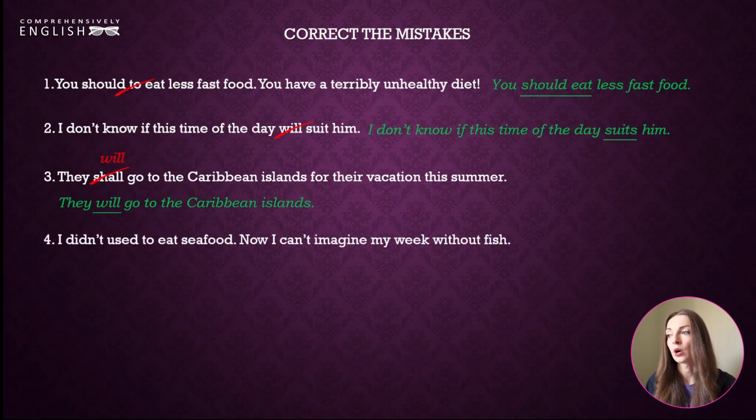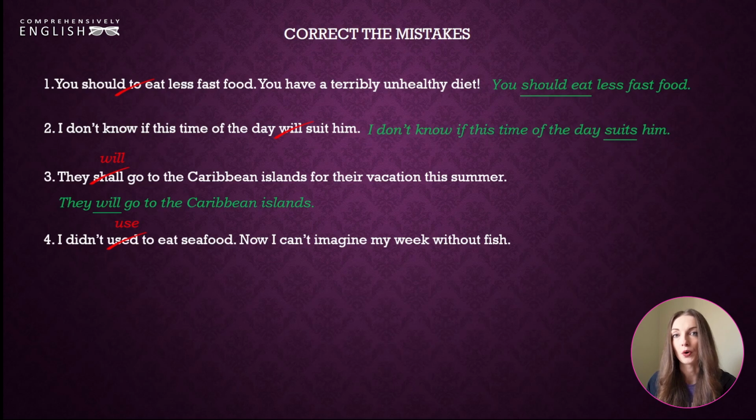Okay, number 4: I didn't used to eat seafood. Now I can't imagine my week without fish. We cannot say did and used in one sentence like that. So we should change the form of the verb use. We should use the first form because we have didn't.